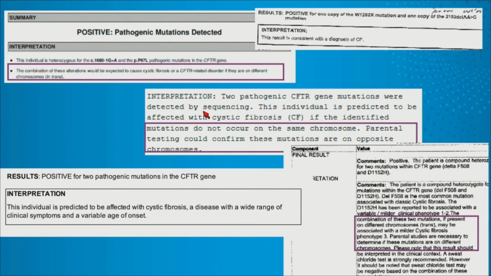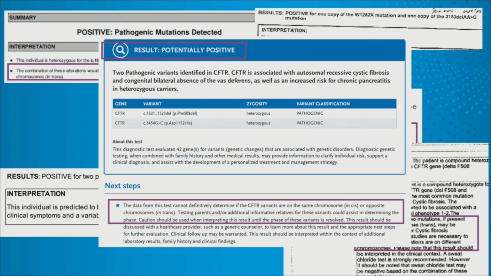This one says essentially the same thing, although worded slightly differently and buried in the middle. It's not as clearly called out. And then perhaps the most clear doesn't even call it a positive report. It's called potentially positive. And they clearly say the data from this test cannot definitively determine if the CFTR variants are on the same chromosome or opposite chromosomes. Testing parents and/or additional informative relatives for these variants could assist in determining the phase. Caution should be used when interpreting this result until the phase of these variants is resolved, which is exactly the case that we just showed with that case example for the brother.